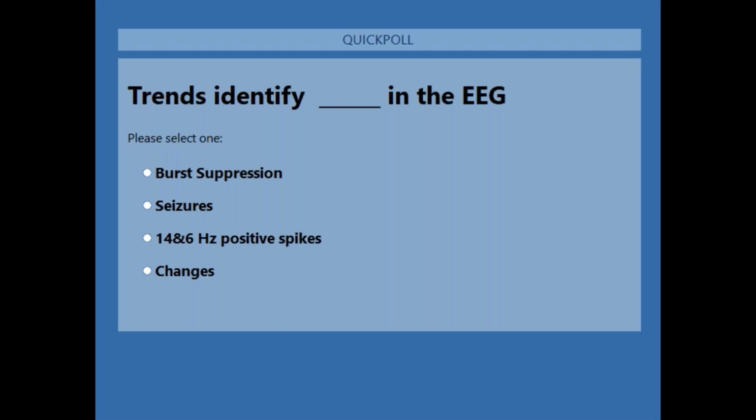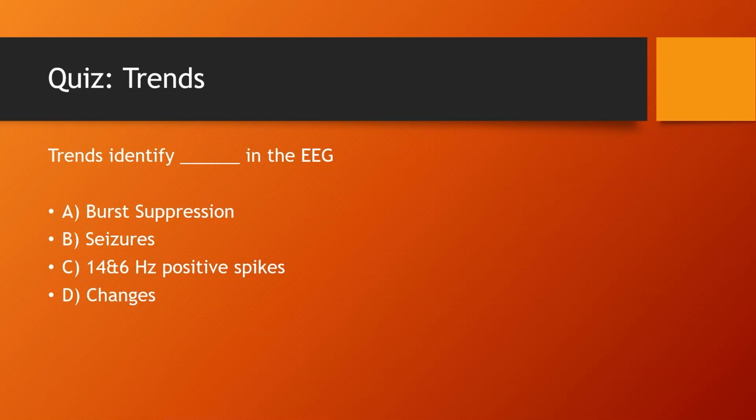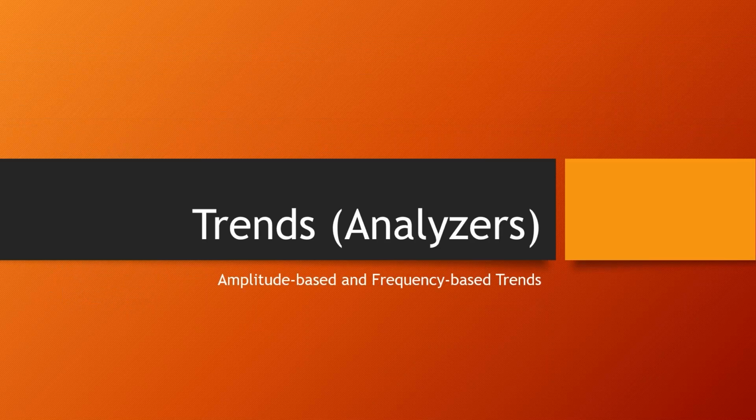So Lori, please go ahead and close the poll. So it's just changes in the EEG is all that we're able to see from trends. And again, the purpose is to draw our attention to the raw EEG. Raw EEG is the gold standard. It's really what we want to focus on.